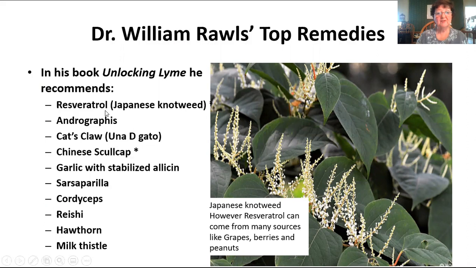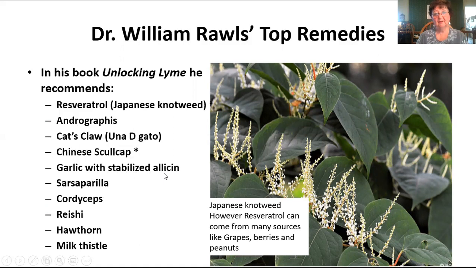Now, we can get resveratrol from grapes and berries, peanuts. There's a wide variety of plants that provide us with resveratrol. I take a product that is liquid form, Tigo, that has a high resveratrol and other really good properties. Andrographis, cat's claw again, Chinese skullcap, garlic with stabilized allicin. So we know that garlic is a great antibacterial, the raw garlic. So that's what it means, stabilized allicin.